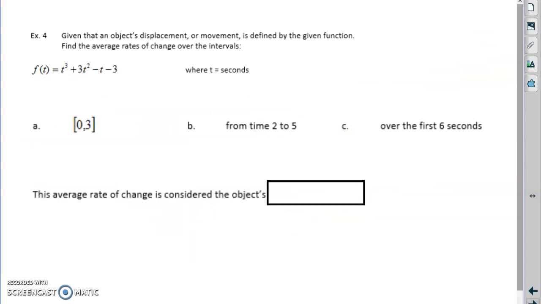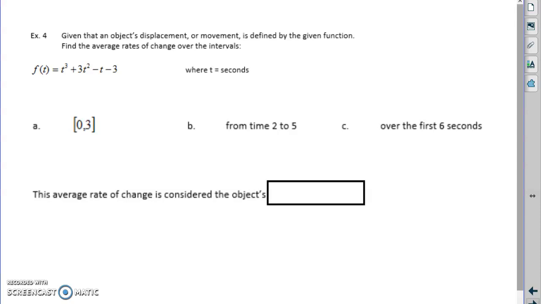So now we're going to have a function, but it's not just going to be a function, rather it's going to be a value that means something. In this case, an object's displacement or its movement can be defined by the function given. F of t equals t cubed plus 3t squared minus t minus 3. T is seconds, and let's call f of t meters.